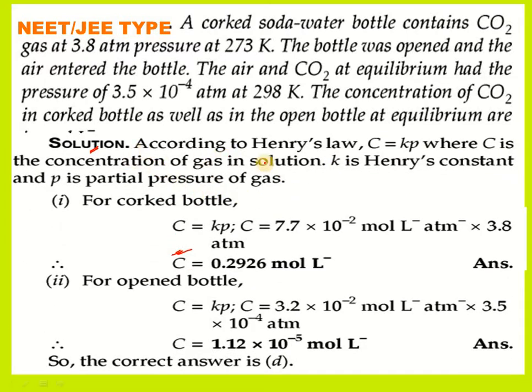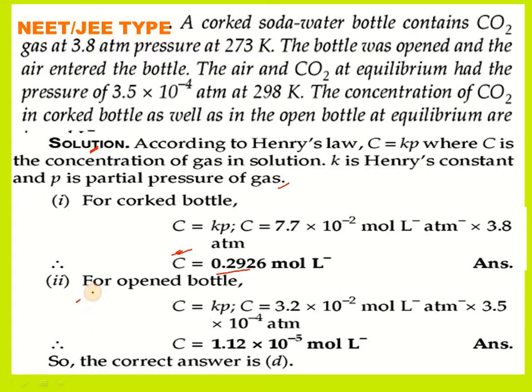So in the solution, according to Henry's law, we can say the concentration is K into P, where C is the concentration of the gas, K is Henry's constant and P is the partial pressure of the gas. So for corked bottle, if you check it, the concentration is 7.77 × 10⁻² moles per liter per atmosphere into pressure given in the problem is 3.8. So we got 0.2926 moles per liter. That is the answer for it.